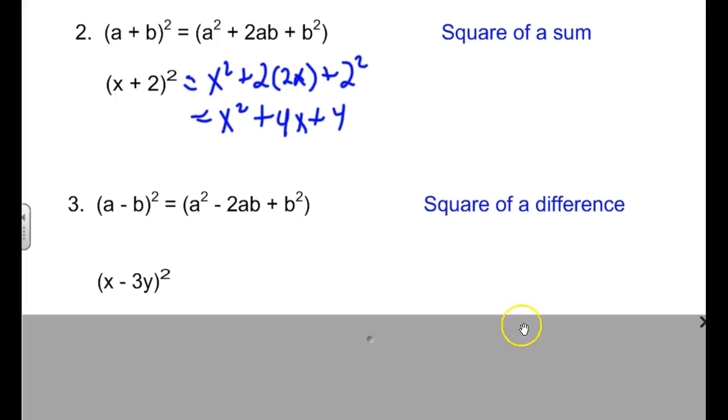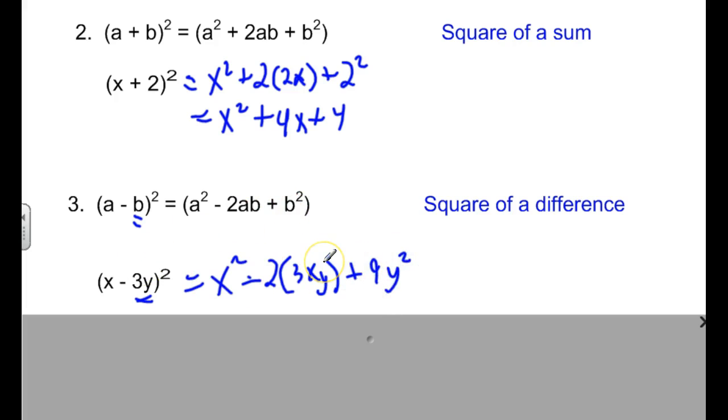Here's another shortcut, square of a difference. So this case would be x squared minus 2 times A times B. B is just 3y here. B is not negative 3y, so be careful on that. A times that would be 3xy, plus B squared would be 9y squared. This goes together to make minus 6xy.